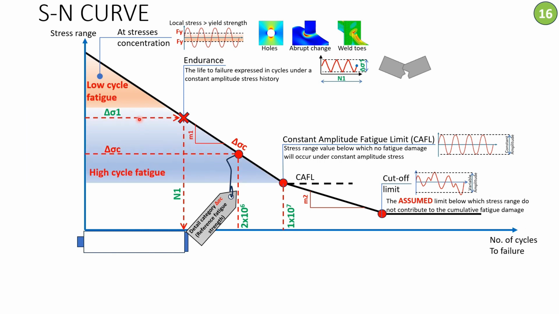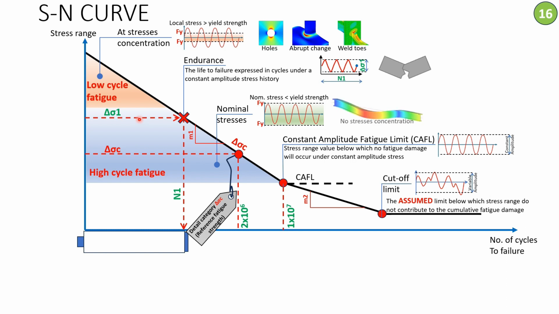The second zone is high cycle fatigue, where you have stresses within the yield strength of the material, the stress flow is laminar, and the stress trajectories are continuous. The number of cycles required to failure is high. That's why it's called high cycle fatigue. The final zone is the infinite life, where the fatigue stresses are quite low and not enough to cause fatigue damage that leads to fatigue failure. So within that zone, the fatigue life is infinite.